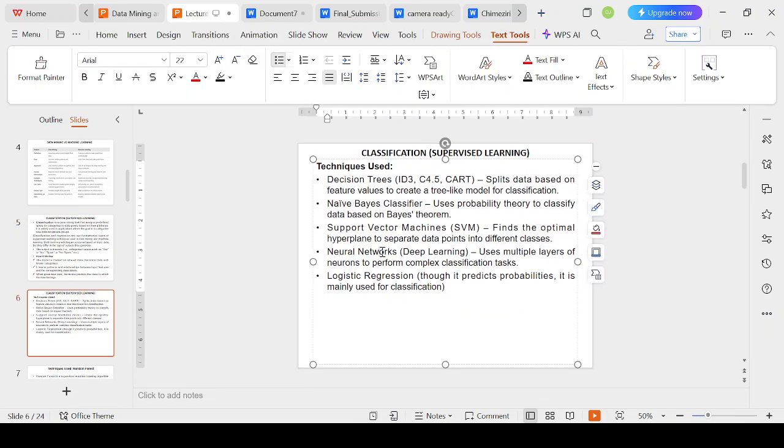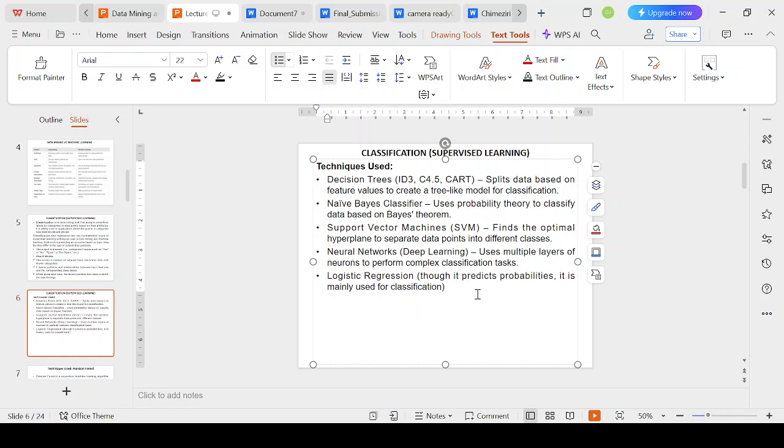So the techniques that are used in classification problems, we have the decision tree. In decision tree, it simply splits data based on feature values to create a tree-like model for classification. We have naive Bayes classifier, which uses probability theory to classify data based on Bayes theorem. Support vector machine finds the optimal hyperplane to separate data points into different classes. Neural network, which is extended as deep learning, uses multiple layers of neurons to perform complex classification tasks.